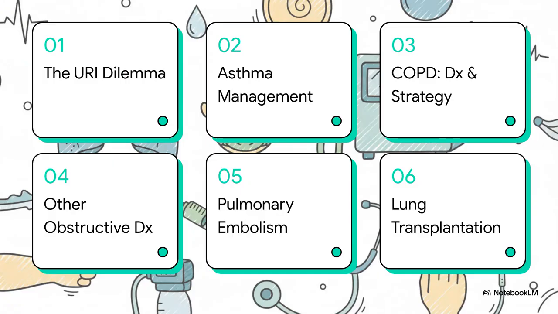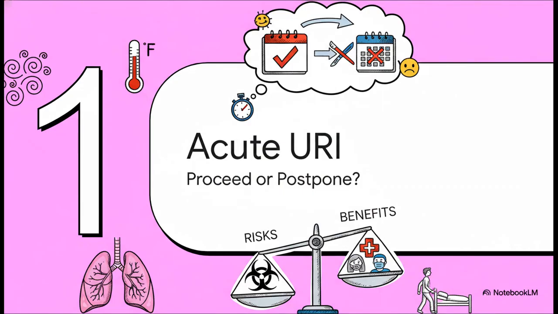So here's our plan for this explainer. We're going to kick things off with that classic preoperative puzzle, the patient with an upper respiratory infection. Then we'll get right into the nuts and bolts of managing asthma and COPD. After that, we'll look at some of the rarer obstructive conditions, tackle the ever-present risk of a PE, and finish up with the ultimate respiratory challenge, lung transplantation. Okay, let's get right into it.